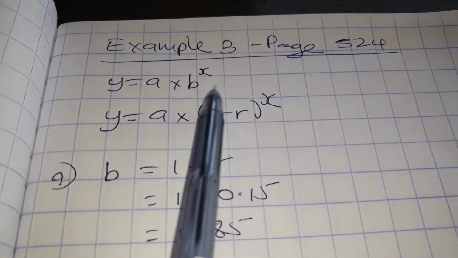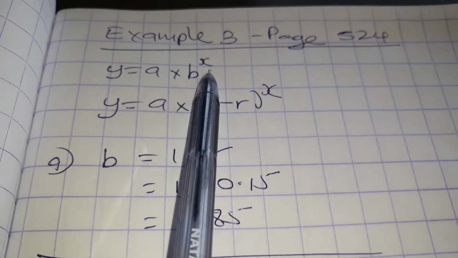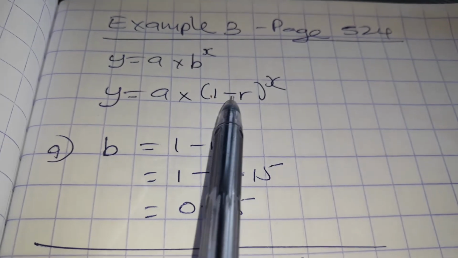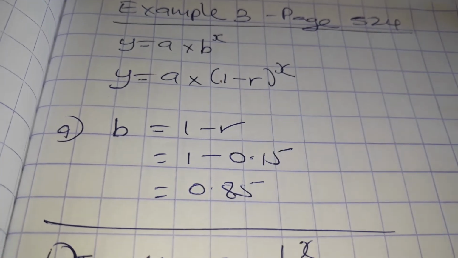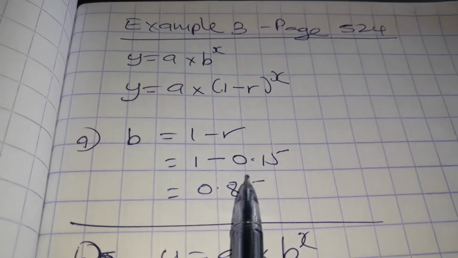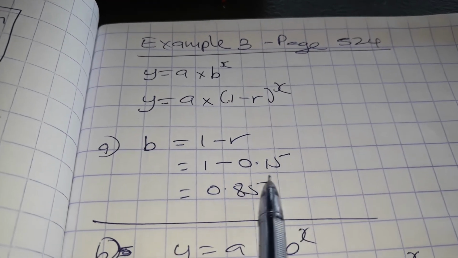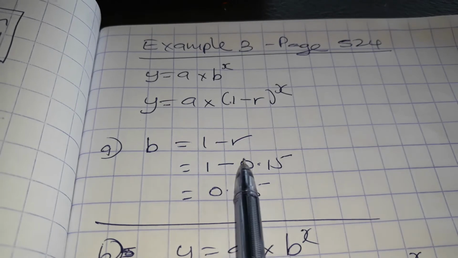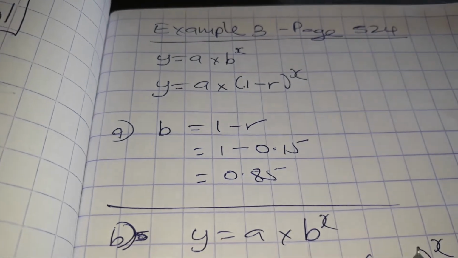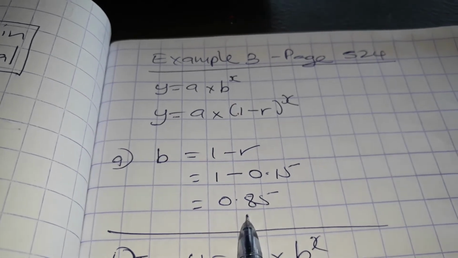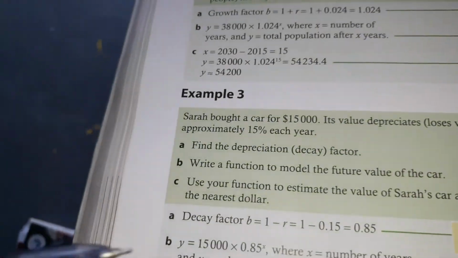Once again, my general formula is Y is equal to A times B to the power of X. The decay factor will be 1 minus R to the power of X. So, my B will be 1 minus R. 1 minus 0.15. That was given in the question in terms of percentage, but keep in mind, we will always use decimal. So, 1 minus 0.15 is 0.85. Okay. Let's look at part B.